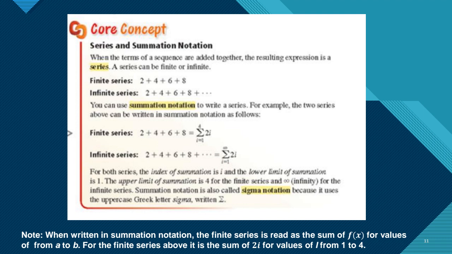And summation notation is also called sigma notation because it uses the uppercase Greek letter sigma, written as that funky E there. And when written in summation notation, the finite series is read as the sum of f of x for values from a to b. So for the finite series above, it'd be read as the sum of the values of 2i for the values of i from 1 to 4. I generally say the sum from i equals 1 to 4 of 2i. So if you hear me refer to that way, that's just the way I do it.